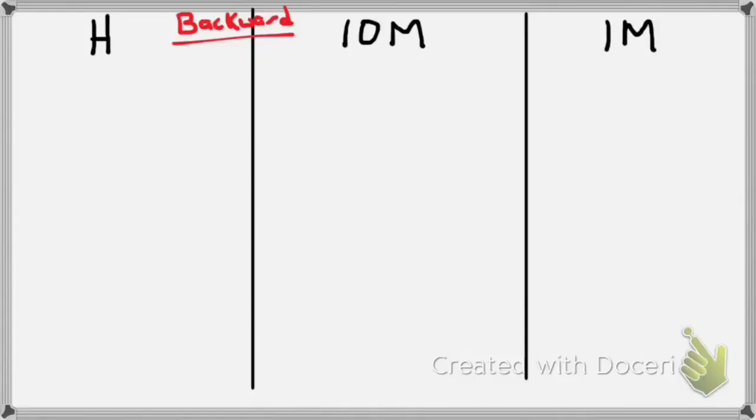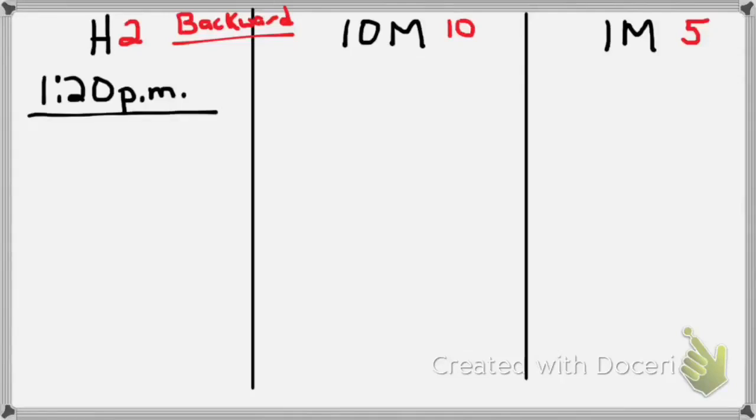I know that Irene jogged for 2 hours, so I'll put a 2 in the hours column, and 15 minutes, so I'll put a 10 in the 10-minute column and a 5 in the 1-minute column. I also know that Irene finished jogging at 1:20 p.m., so I'll write that down and underline it, since I always underline the first time in a column. I have 2 hours. Let me write down my 1 and my 2. Let's go to the 1.